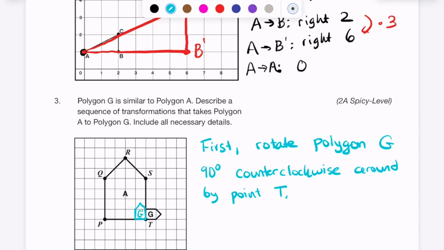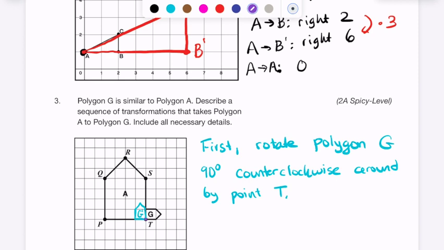Okay, that would be like G prime after that. And you'll have access to tracing paper, of course, so that could be useful as well. Okay, now that I've done that, I should see that it's facing in the same direction, and one of the points is matched up, right? So this is where we want it to be.